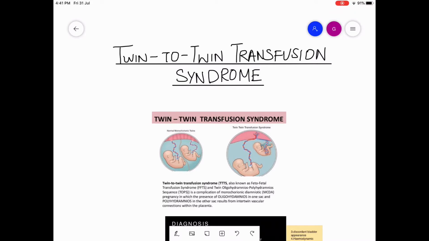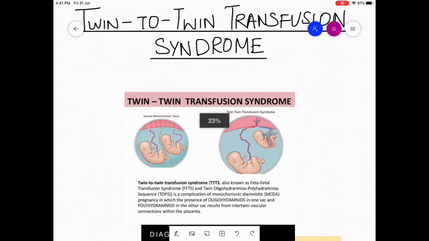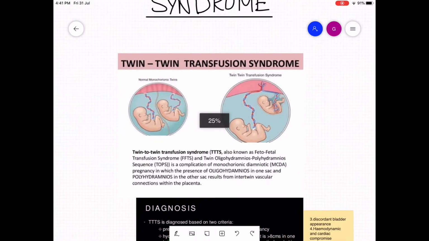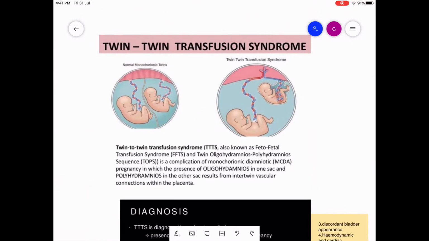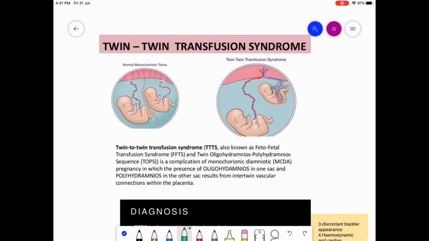So today we are going to discuss twin to twin transfusion syndrome. I have discussed this in detail in my previous video, but I am going to repeat this again. So, what is twin to twin transfusion syndrome?